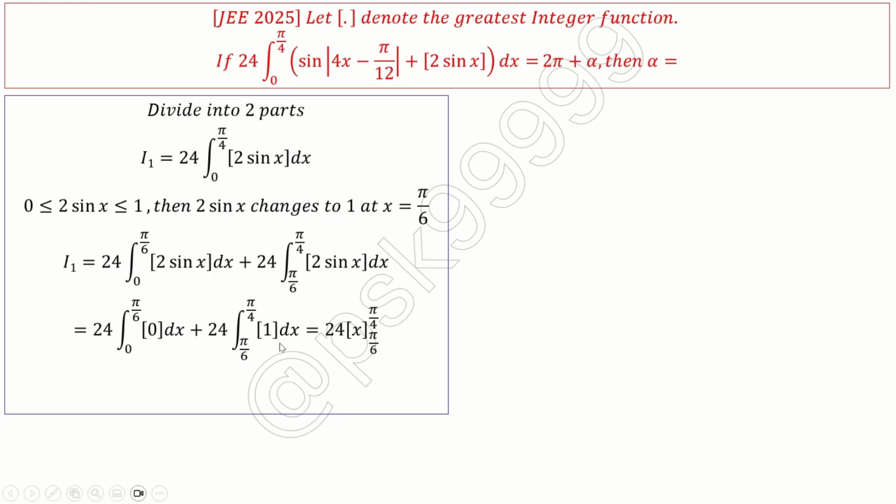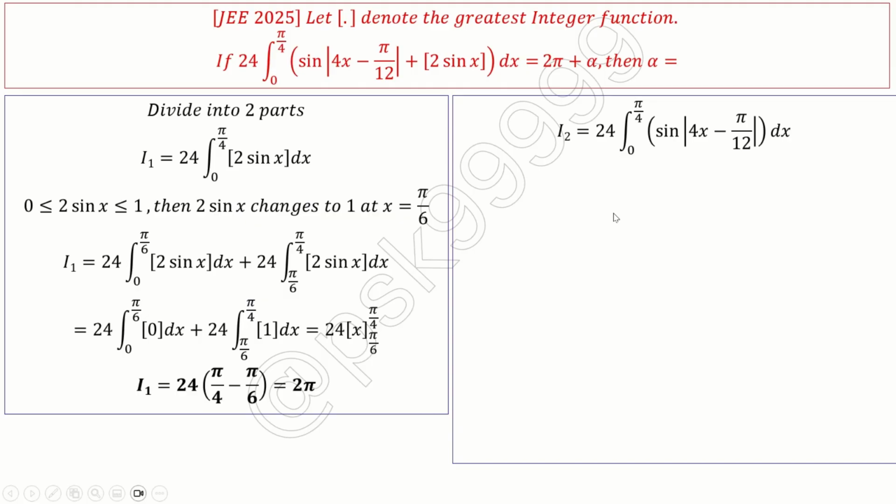So the integral of 1 is x, 24 times x, and limits we need to apply. So pi by 4 minus pi by 6. 24 times pi by 4 minus pi by 6, you will get I1 as 2 pi. So this integration is 2 pi. We got it. Now second part.